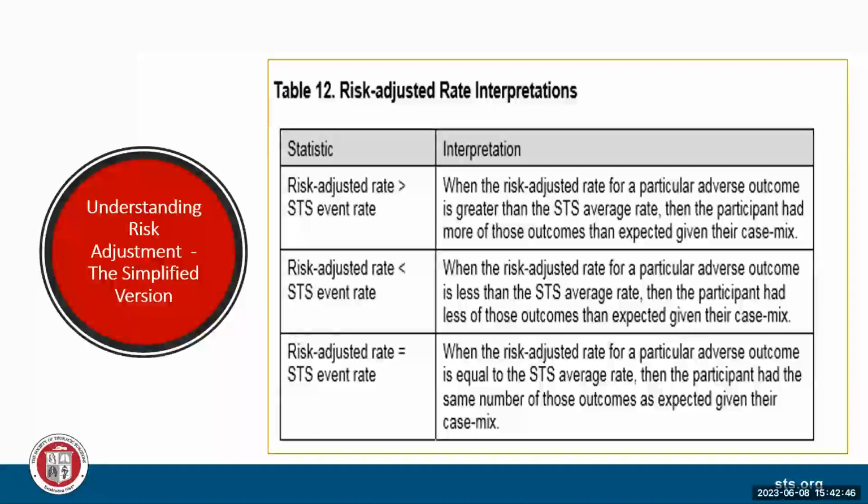Okay. A risk adjusted rate interpretation. This is another really down and dirty way too. So if your risk adjusted rate is greater than the STS rate, because STS is always like 1, right? It's always going to be as expected. That's the normal, the average. If your risk adjusted rate is greater than them, well, your outcomes are worse. If it's less than STS, your outcomes are better. So it's just a very simplified way to look at it and understand it and quickly identify areas of improvement.